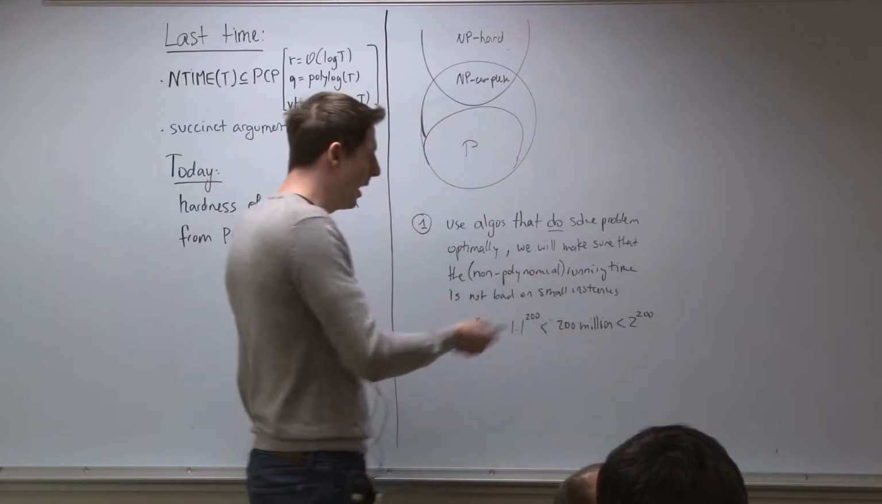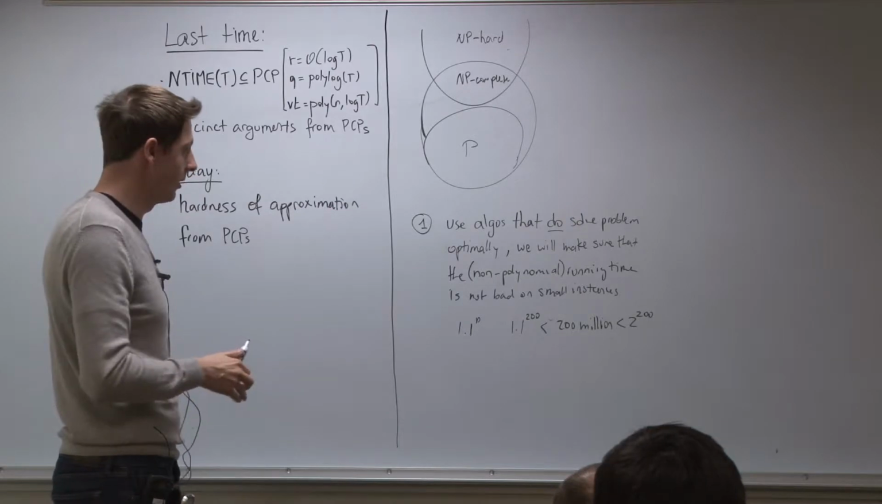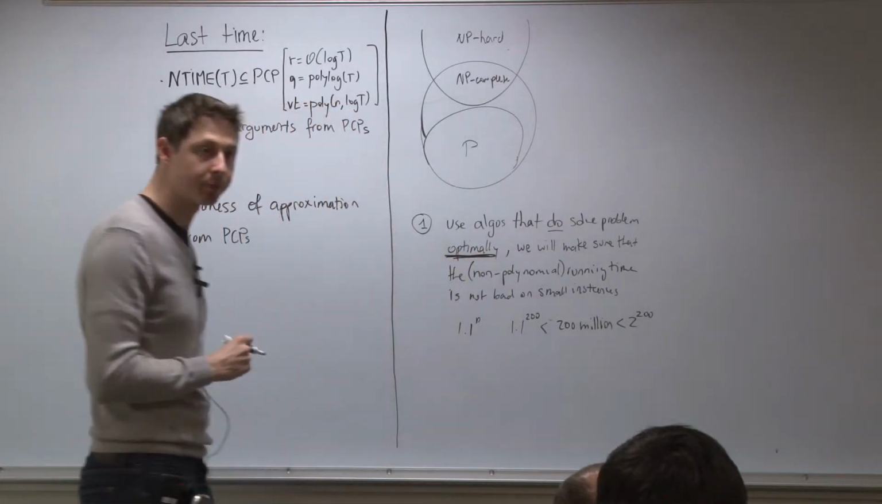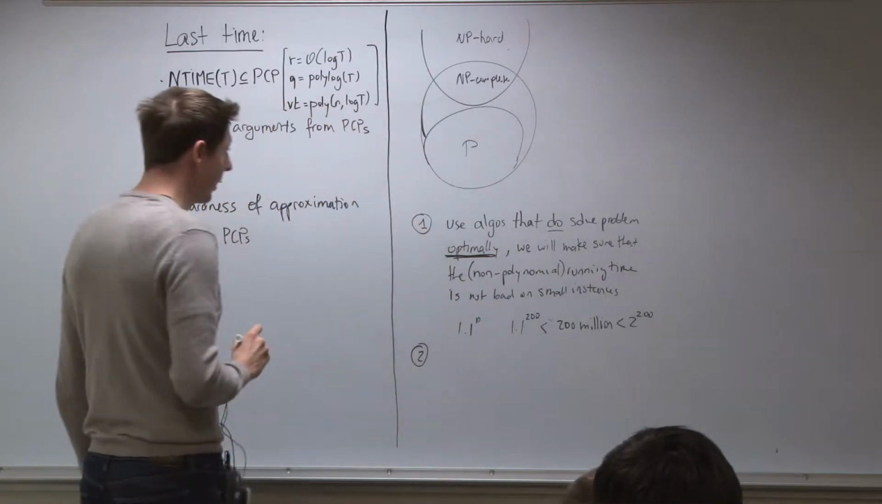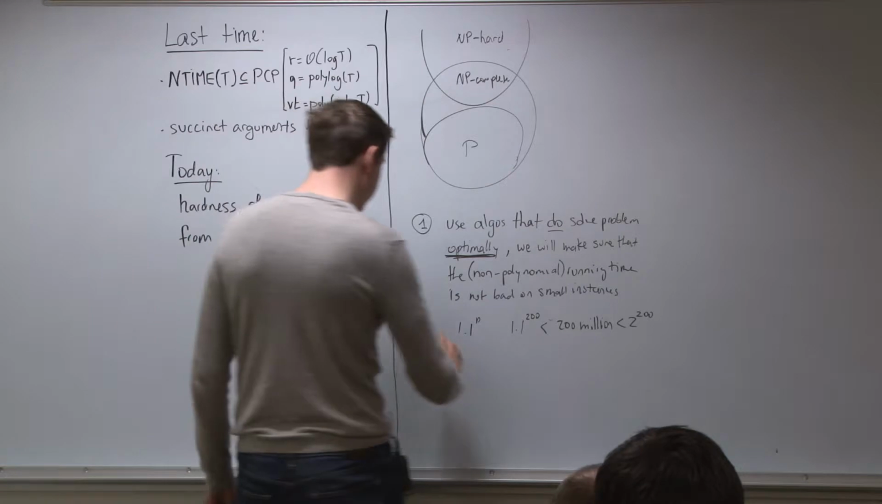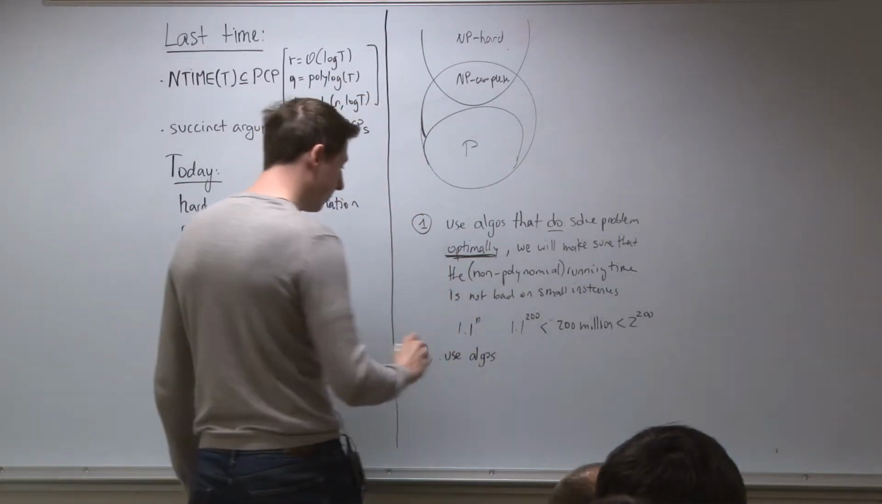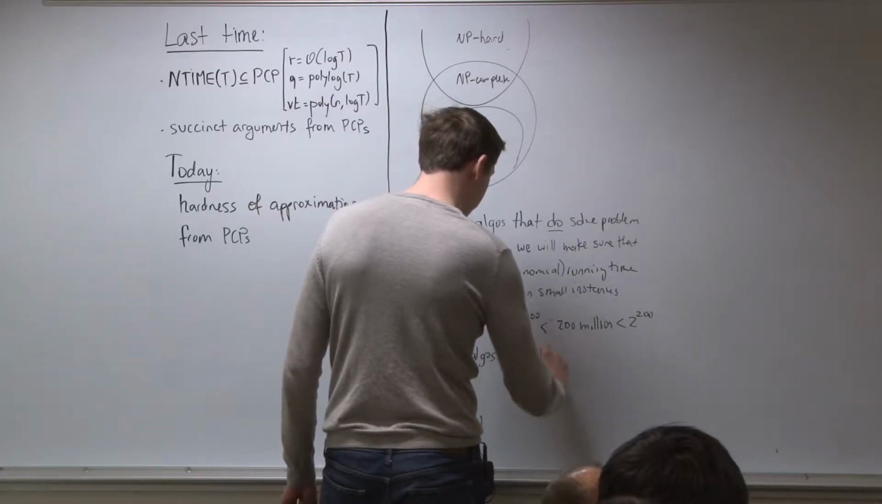So you can sort of play games of this sort where you try to figure out how large your instances are, what running time you can deal with. But the point is that you're insisting here on optimality, okay? All right, that could be one way to do it. So another way you could do it, you can say, well, use algorithms that, again, do solve the problem optimally.